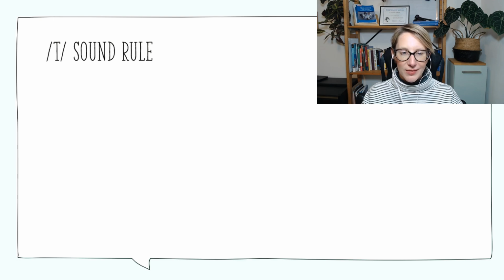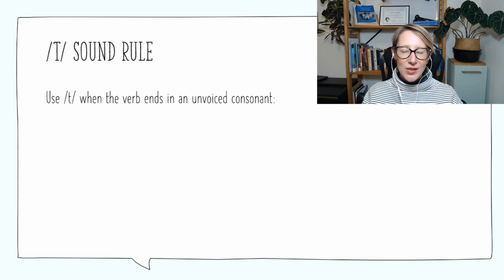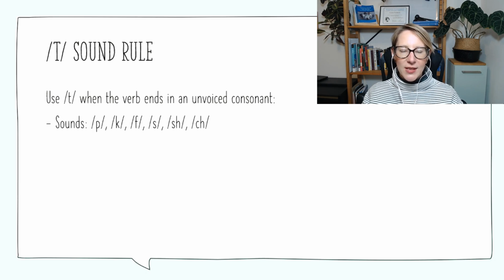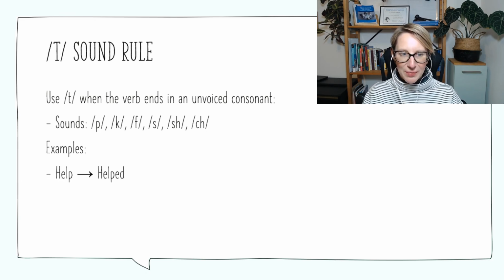The t sound rule. You use the t when the verb ends in an unvoiced consonant, such as p, k, f, s, sh, ch. These unvoiced consonants are when we're not actually engaging the vocal cords. It's not like sounds where you're using your vocal cords, such as B, G. You can hear there that I'm actually voicing those letters, right? Let's look at some examples to help you understand what I mean here.